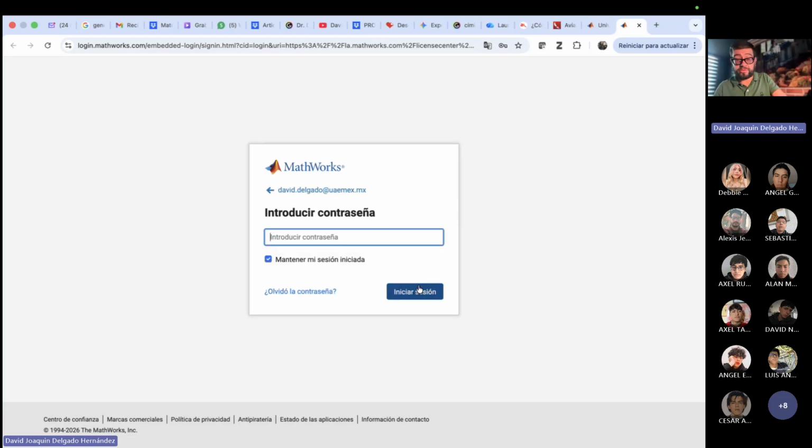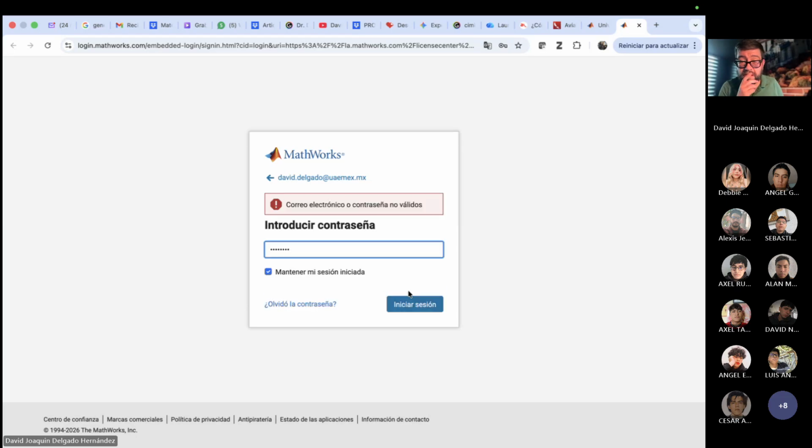You have to introduce your password, and you put start session. Let me see if I changed my, wait a minute. Let me check what is my password for this platform.